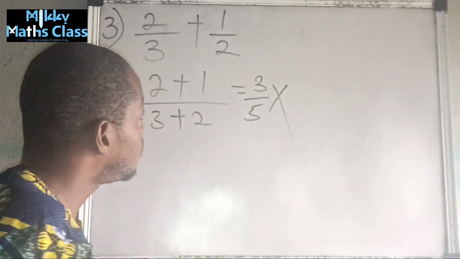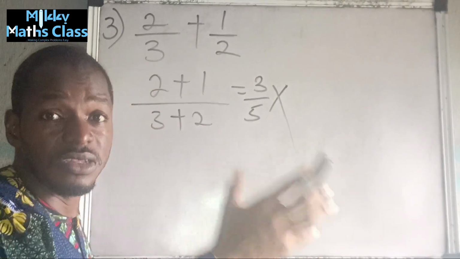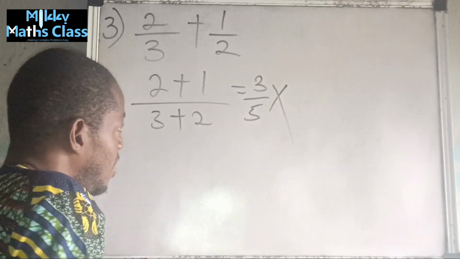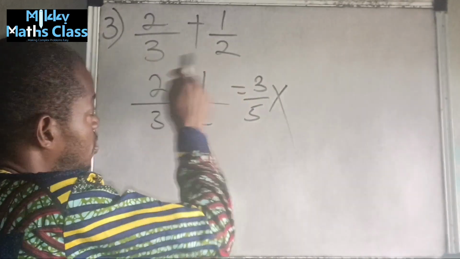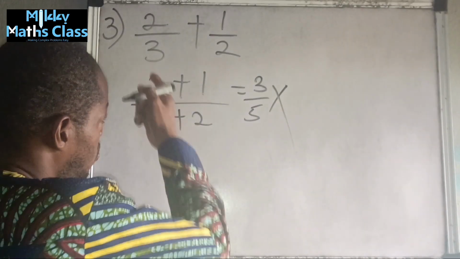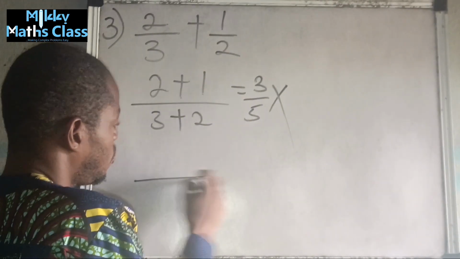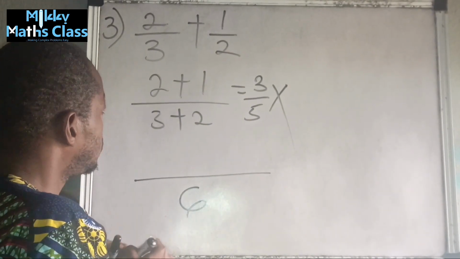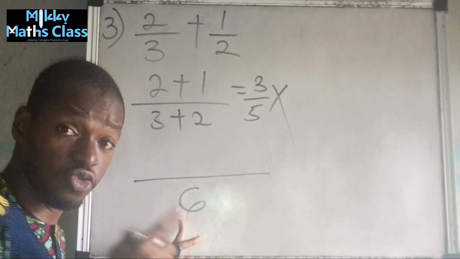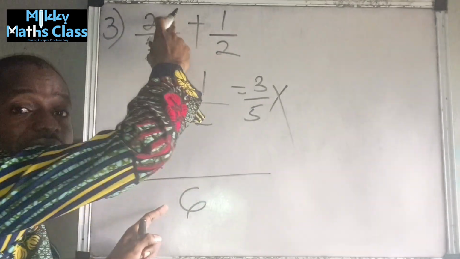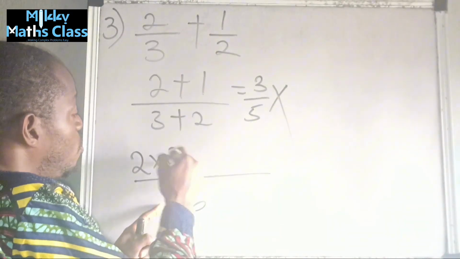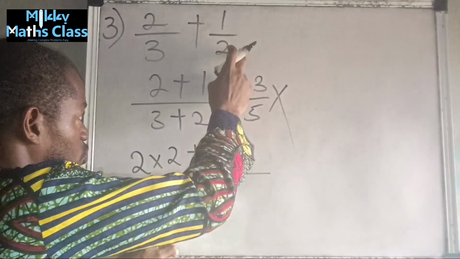What do we need to do? We need to get a common denominator before we can add the fractions. And how do we do that? We find the LCM of the denominators. And the LCM of 3 and 2 is 6. Now, 3 in 6 is 2. I will now say 2 times the numerator here, that's 2, plus 2 in 6.